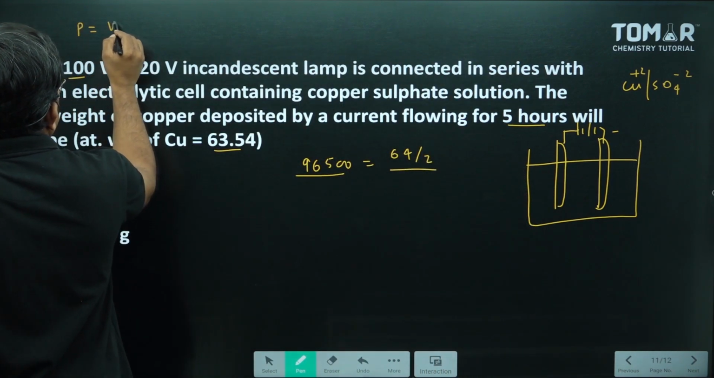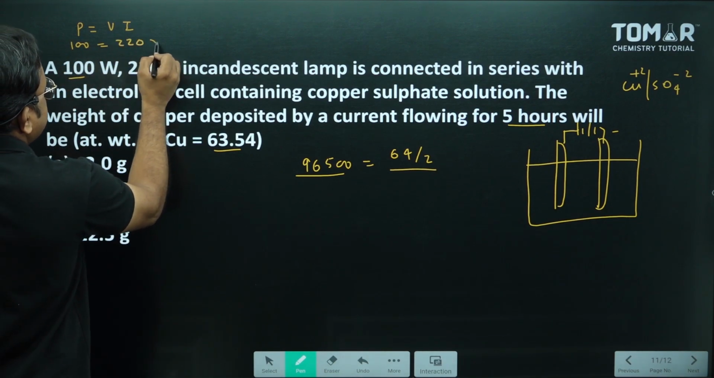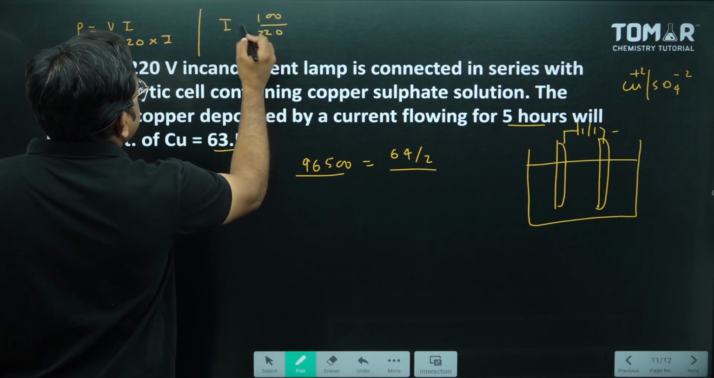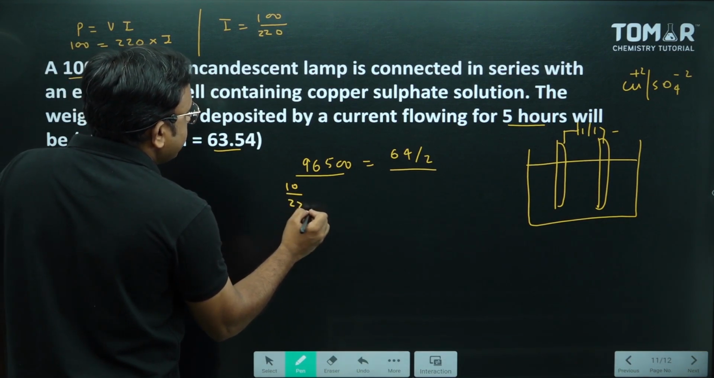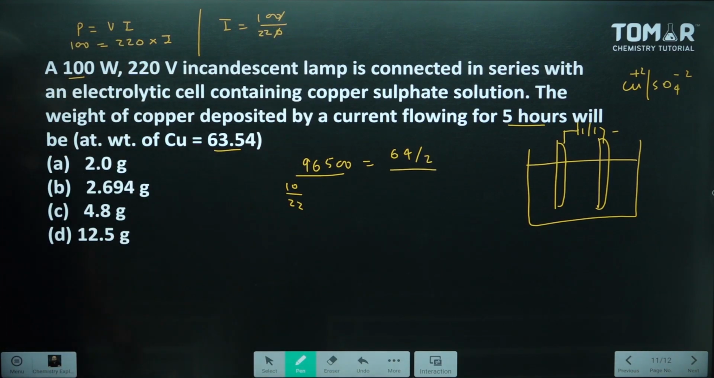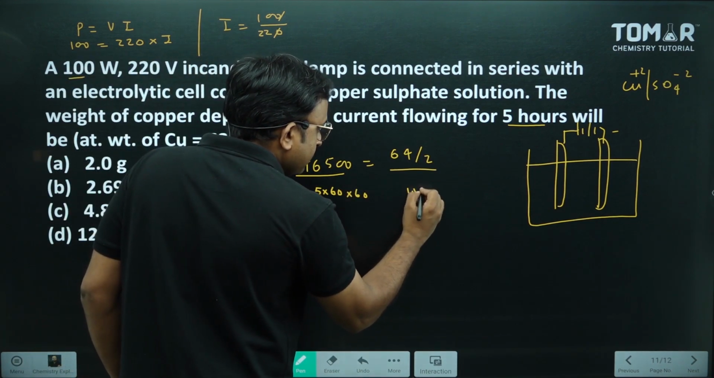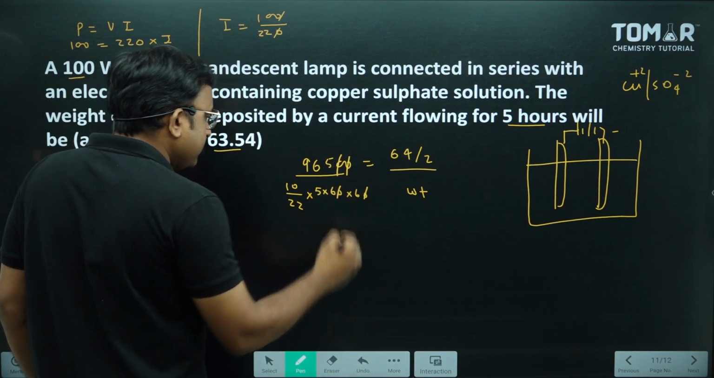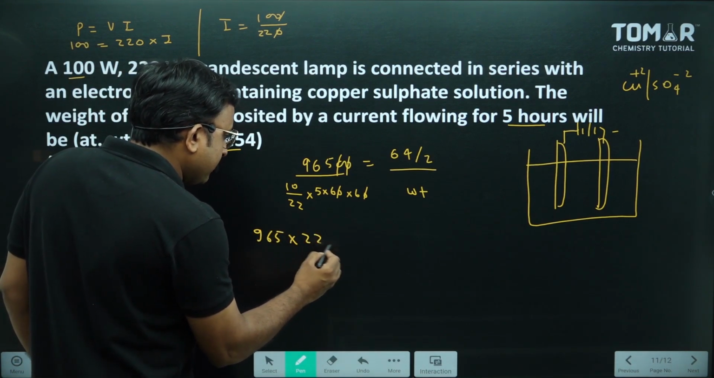Then the current, we have to find the current. Now power is equal to voltage into current. Power is 100 and voltage is 220. Now we have to find the current. Current is 100 divided by 220. Current is 10 upon 22. Now the time. Time is 5 hours, 5 into 60 into 60. This is weight deposited. 965 into 22.